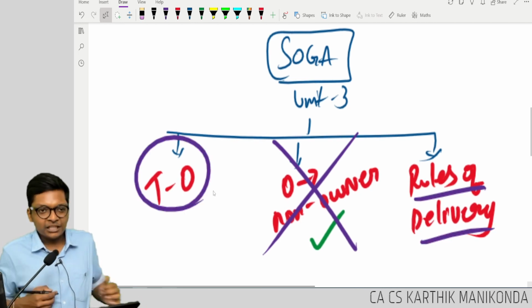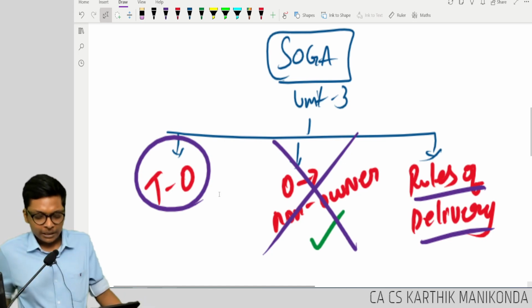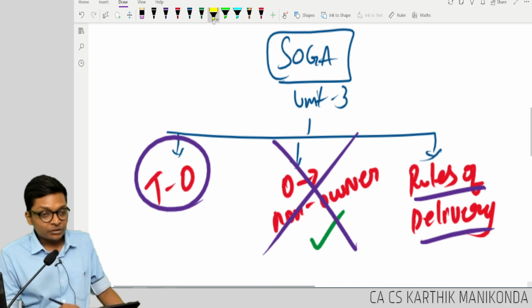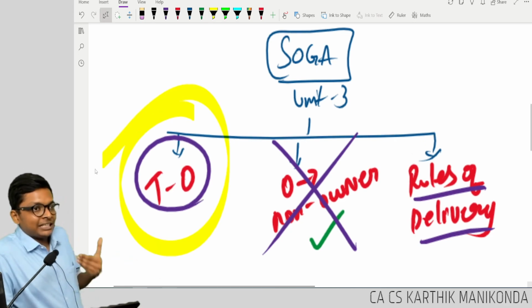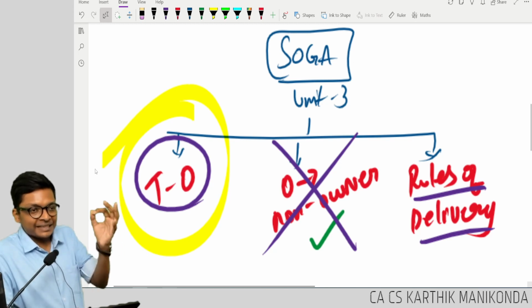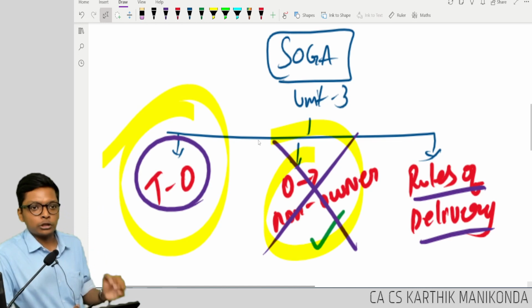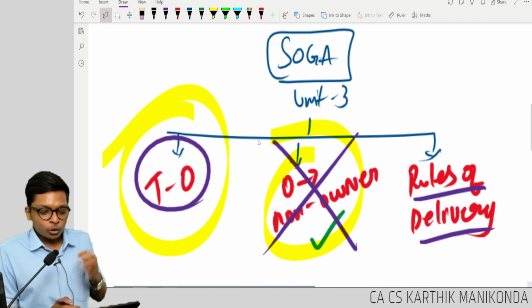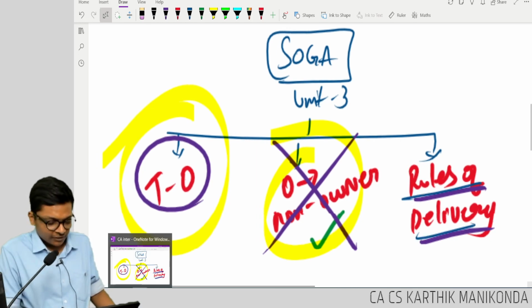Now I'm going to look at transfer of ownership. Simple chapter, we can quickly complete this. In this chapter, if you see in the exam, all the sub points of transfer of ownership have already been tested. Nemo dat quod non habet also has already been tested.